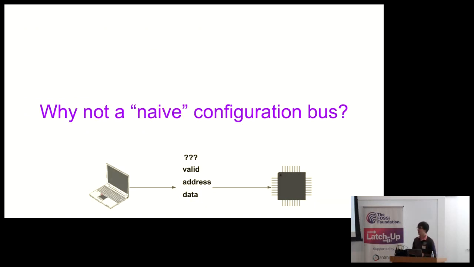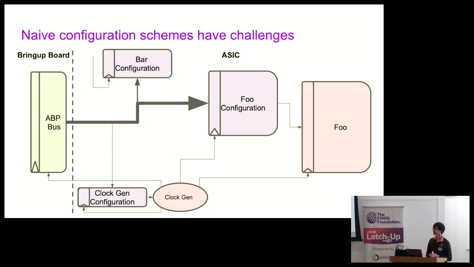So, why not just have a naive configuration bus? I'll talk a little bit about some of the challenges that come up with that. So this is an example that you might have. You might have a small, say, APB bus with, say, 2 modules here and then a clock generator. So one problem is the bootstrapping problem we mentioned. You can't configure the clock generator using the bus because the clock generator is not brought up yet.